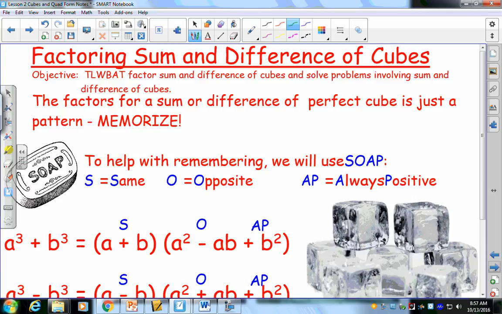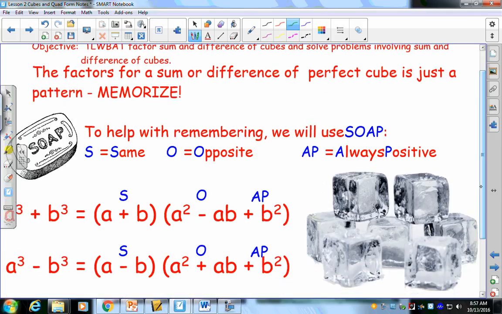So there's kind of a pattern here that we use, and it's just something you have to memorize. Like I said before, we now can look at both sums and differences. For perfect squares, you can only factor a difference. You cannot factor a sum of perfect squares. It's not factorable, not over the real set of numbers. But the factors for a sum or difference of perfect cubes is a pattern. Please memorize them. And to help us with our signs, we're going to use the acronym SOAP. We're going to keep things clean and use SOAP. But we'll come back to that in a minute.